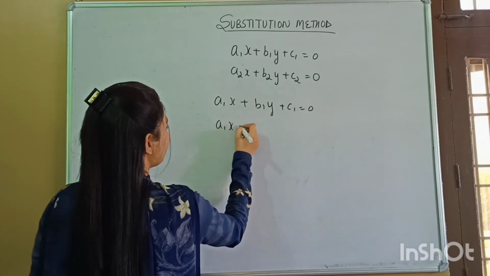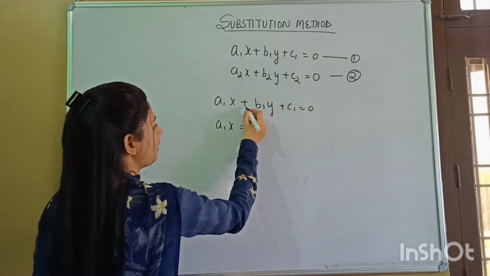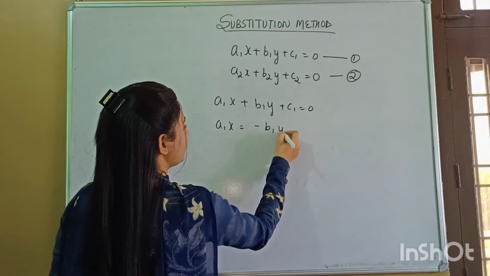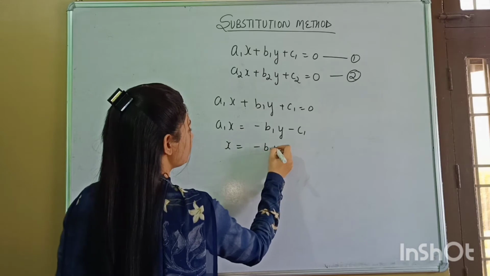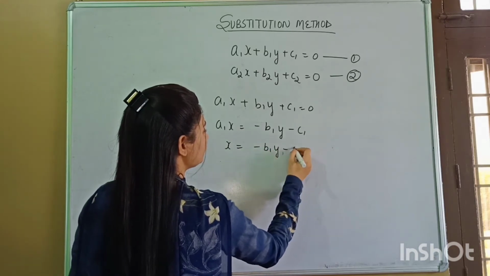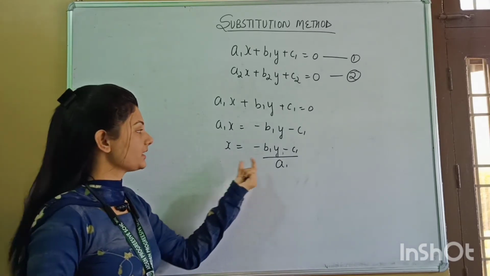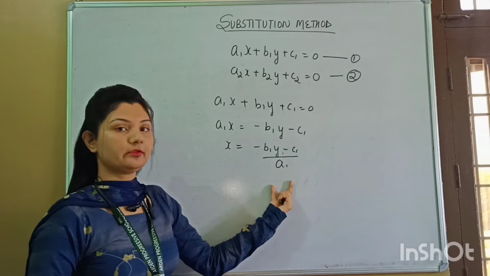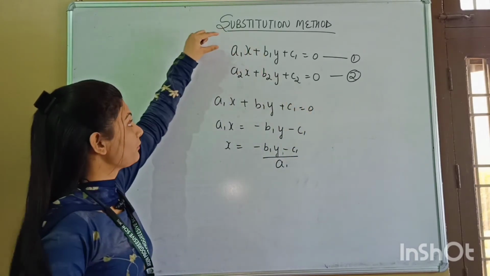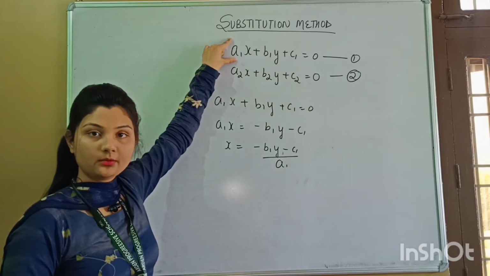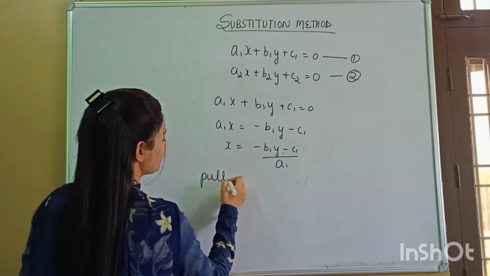So it will be a1x is equals to, name it as equation 1 and equation 2. So this all plus will go in the minus here, that is minus b1y minus c1. So the x value will be minus b1y minus c1 upon a1. So this we have got the value of x in terms of y only. Now what you have to do, just put that value of x in equation 2. Okay. From first equation you have to take out the value and then put that value in the second equation. So now putting this value in equation 2.